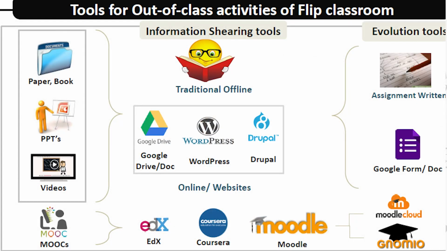And if you go more into the depth of all these players, if you talk about the flipped classroom, I think it is equipped with the paper book. On the left side, if you see, there are PPTs, videos, MOOC, that is massive open online course, which we have already talked about. And then information sharing tools are there. If you talk about traditional offline, Google Drive is there, WordPress is there, Drupal is there. Then online websites are there like edX, Coursera, Moodle. Then some international players have also entered the market, like the Swayam platform. Then for evaluation tools, if you talk about assignments, Google Form and Moodle Cloud are there.